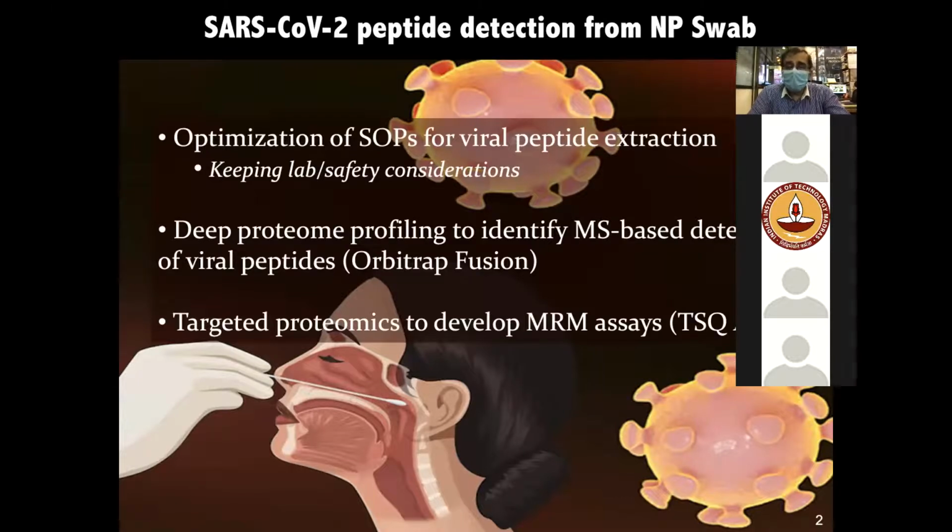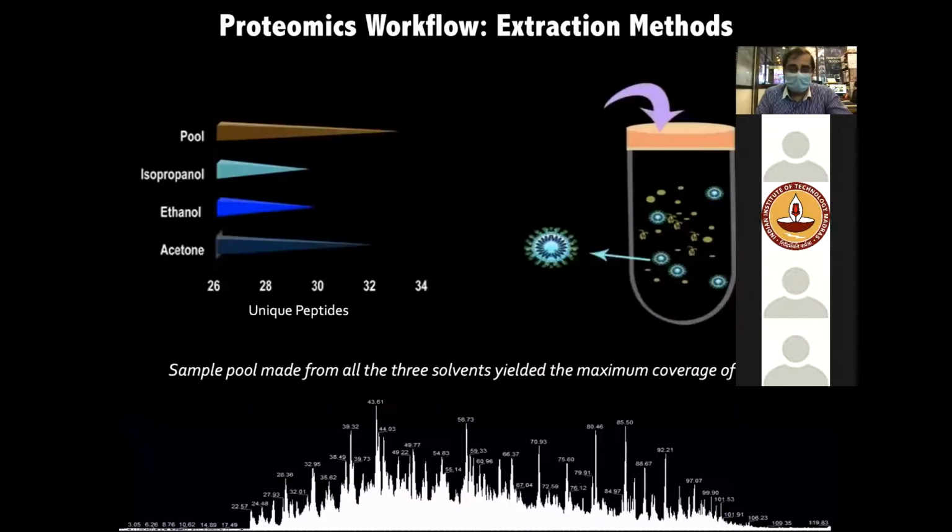We had multiple things to try out in the COVID time because there was no SOP, no protocol made. We had to try out everything new, and we used different extraction methods to see where we can get the viral peptide, because we had no idea whether mass spectrometers can detect the viral peptides or not. And if we can detect those, can we develop a specific peptide-based test and assay using triple quadrupole-based mass spec?